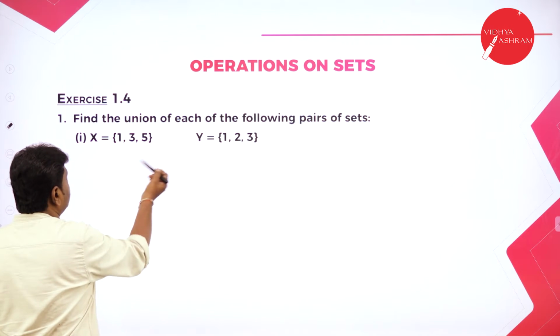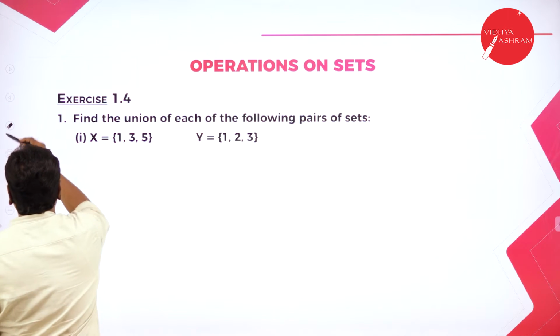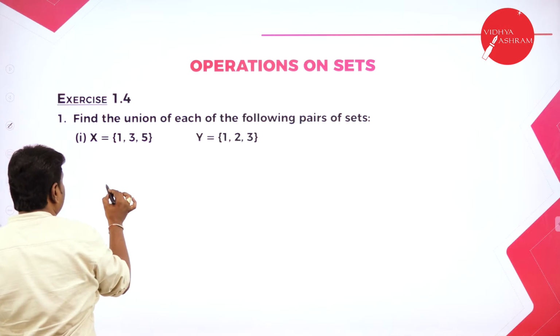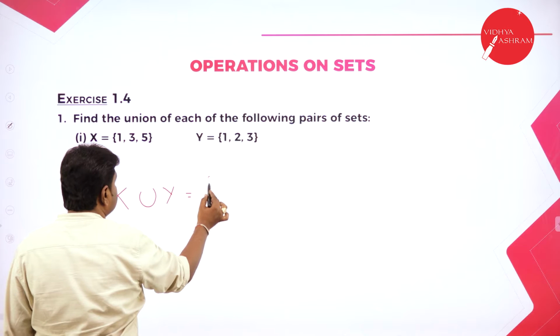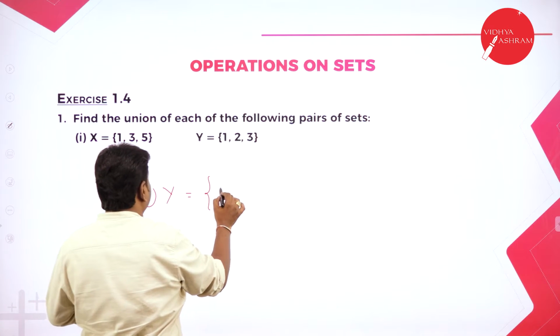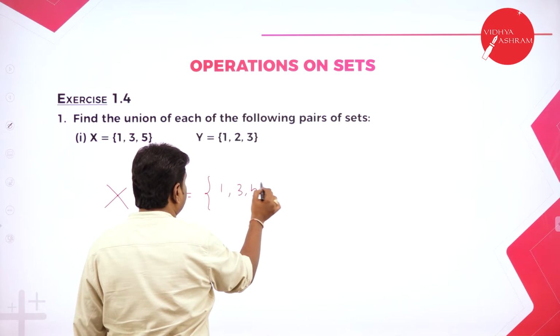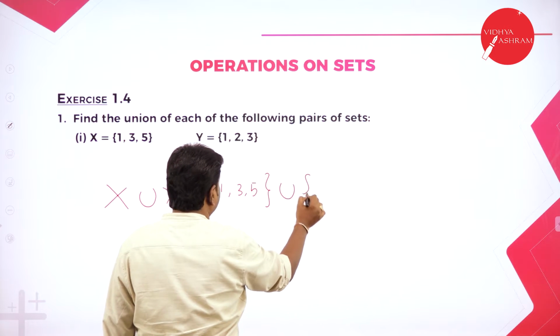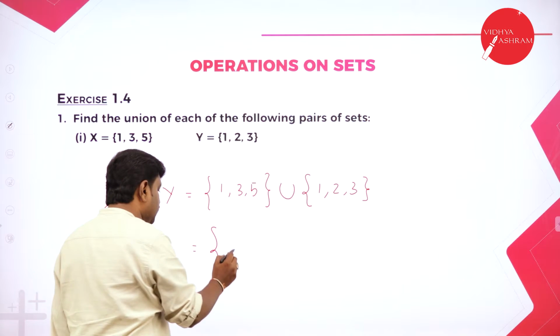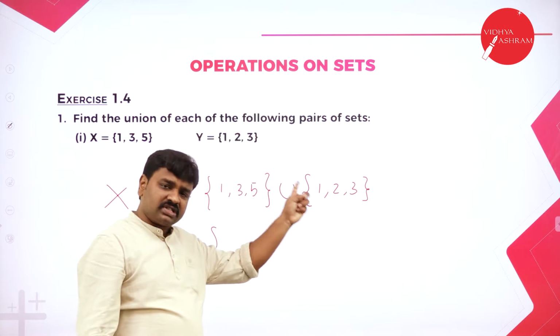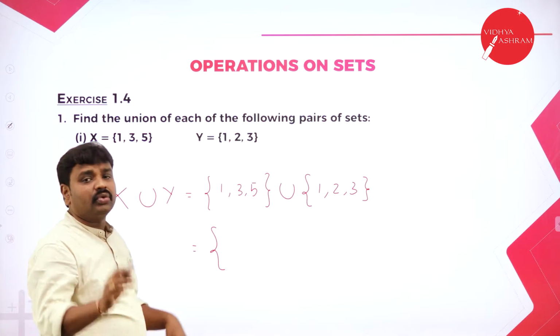So now X union Y. They want you to find union. You know the symbol for union. What is the symbol? X union Y is a set that is 1, 3, 5 union 1, 2, 3. What is meant by union? Union is a set containing elements of X and elements of Y. Both you should write without repeating.